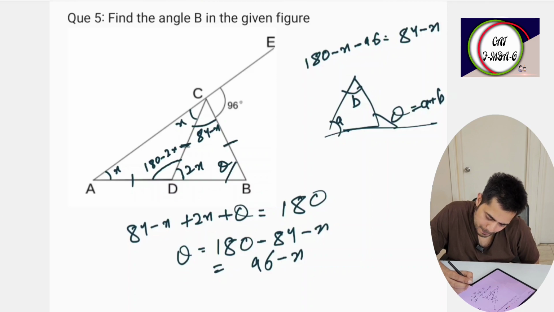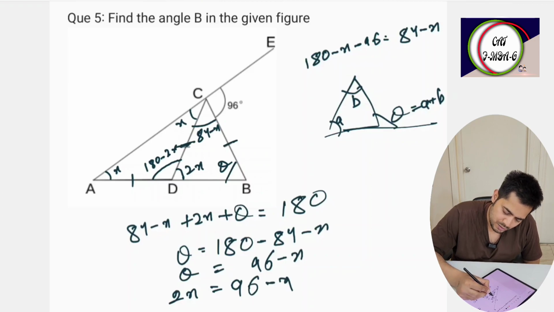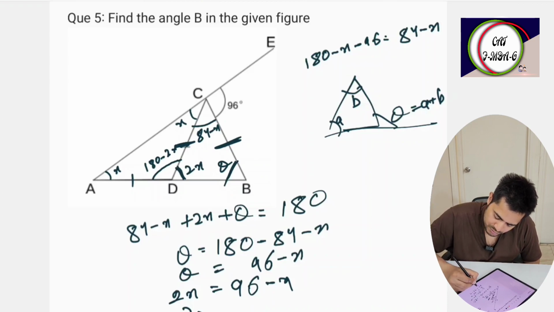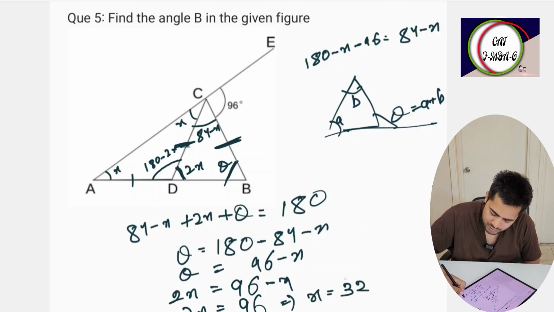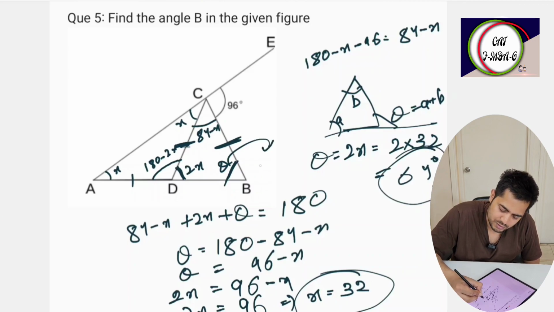We have to find angle B. Wait, let me think. This is 2x and this is x, this is x, this is 2x. So theta is equal to 2x. So 2x is equal to 96 minus x, because this is equal to this, so this is 2x. So 3x is equal to 96. That implies x is equal to 96 by 3, which is 32. And we have to find theta. So theta is equal to 2x, which is 2 into 32, equal to 64 degrees. This is the answer, 64 degrees.